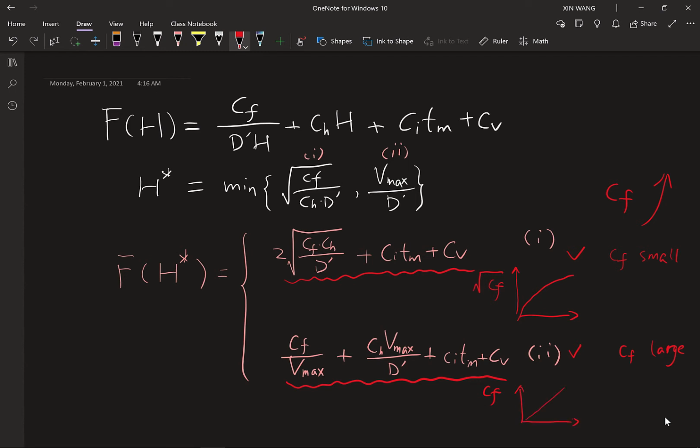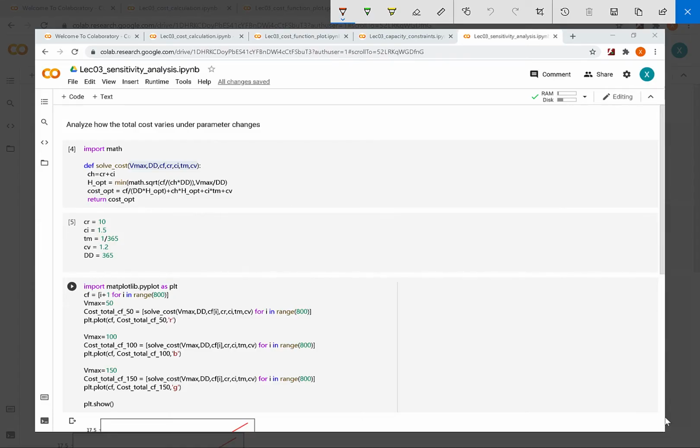If we combine these two cases, we can expect that as the fixed cost increases from a very small value to a very large value, the total cost per item should increase first in a square root order and then in linear order. So let's use Colab to verify our observation.